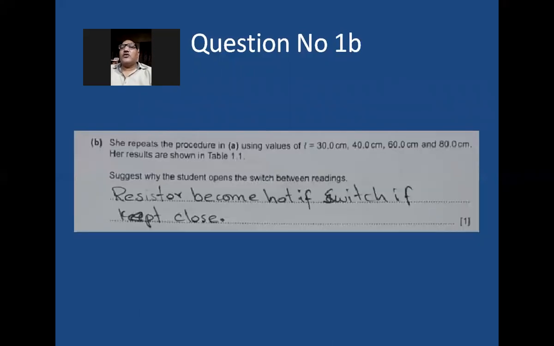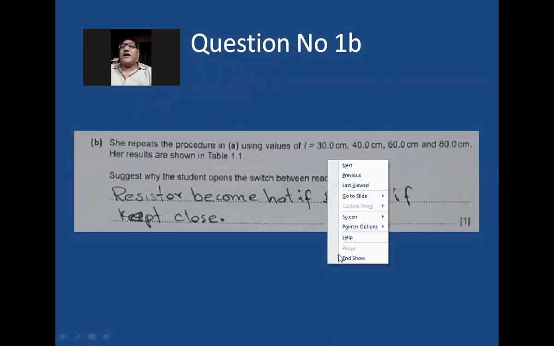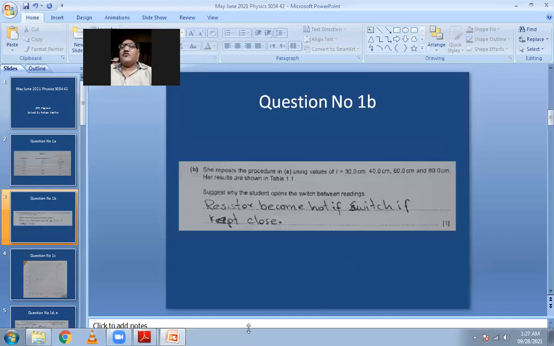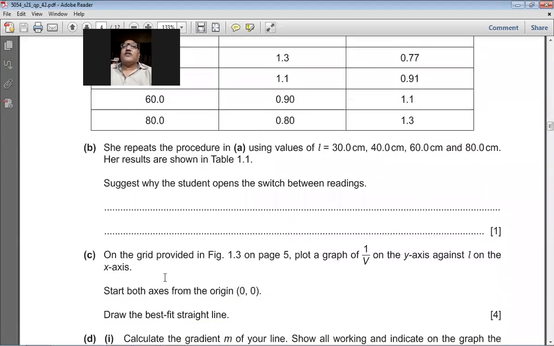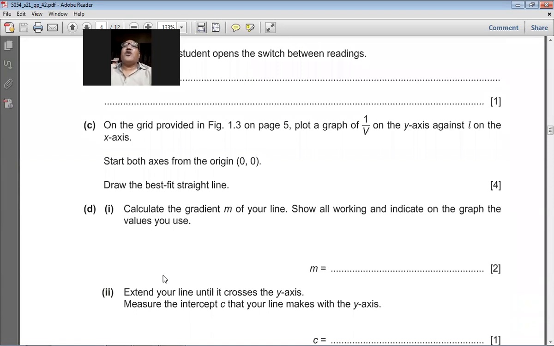Okay, so that was the B part. Let's move to the next question. It says, on the grid provided in figure 1.3 on page number 5, plot a graph of 1 by V on the y-axis against L on the x-axis. Start both axes from the origin (0, 0). Draw the best fit straight line.